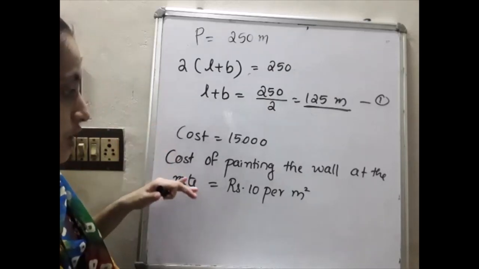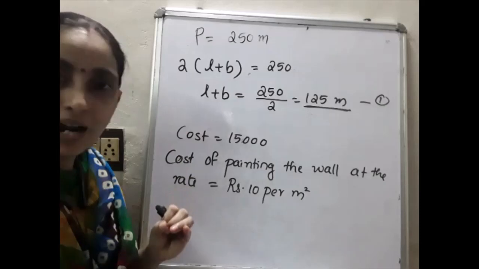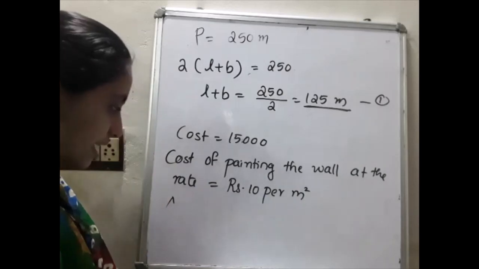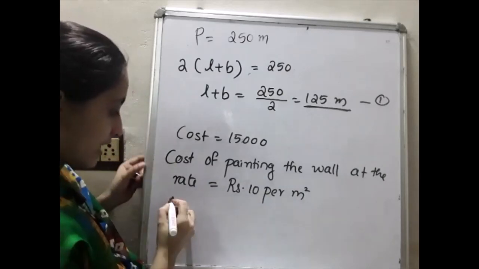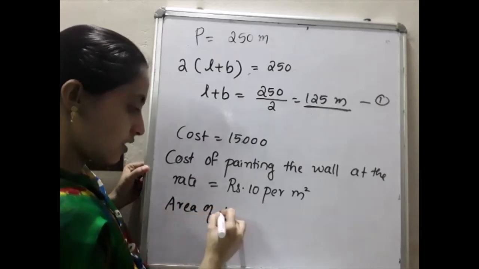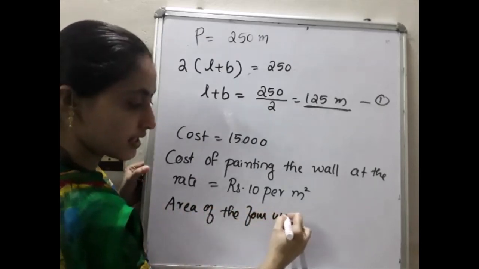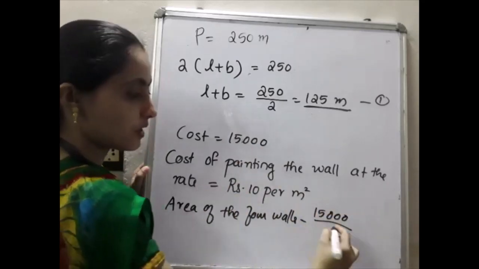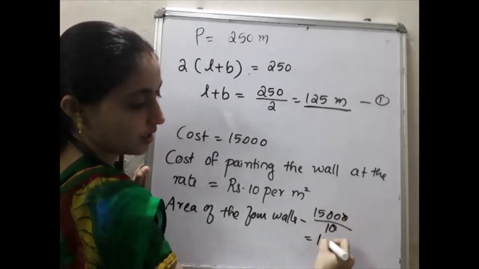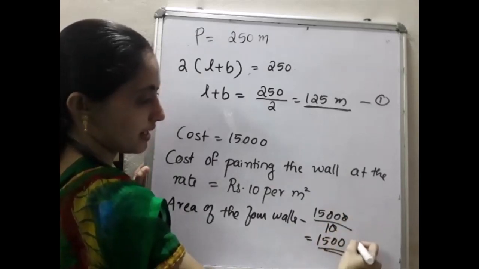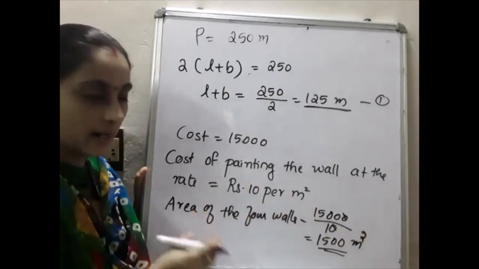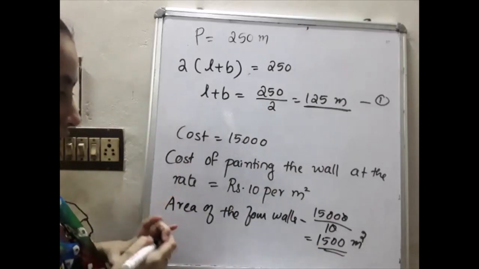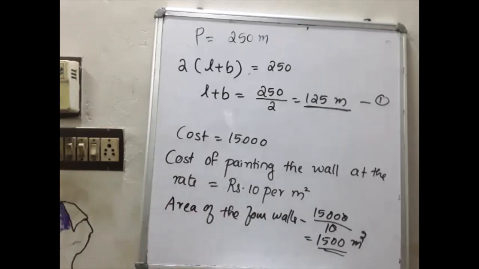So listen here please. For finding the height, we require one additional condition. That is given here: the LSA, or the area of the 4 walls. The area of the 4 walls will be given as the total cost divided by cost per meter square. That will be given as 1500 meter square. This is the area. The area is given and L plus B is already given. So please write down this much, up to area of the 4 walls.